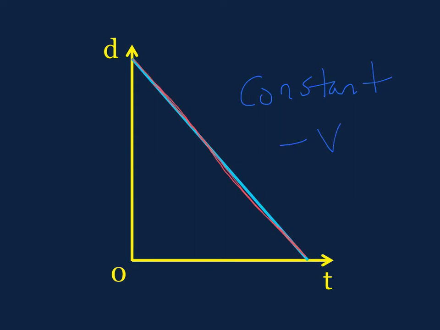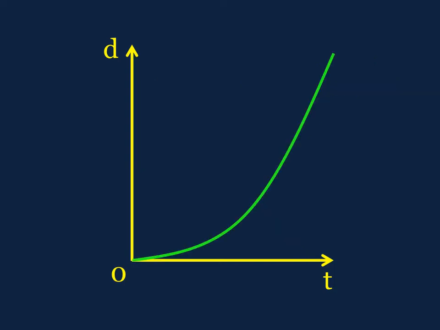So whenever you have a distance versus time graph where you have a diagonal line, you know that you have a constant velocity. Actually, when you have a distance versus time graph with any straight line, you know you have a constant velocity. If the line happens to be horizontal, it's a velocity of 0. If the line has a positive slope, it's a positive velocity. If it has a negative slope, it's a negative velocity.